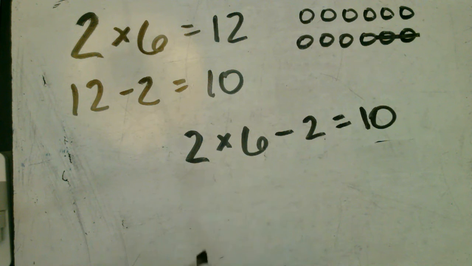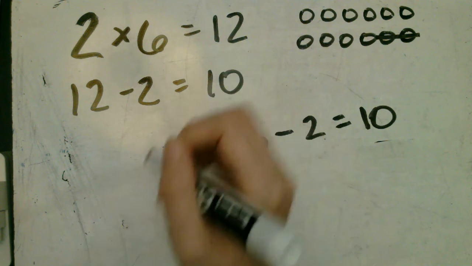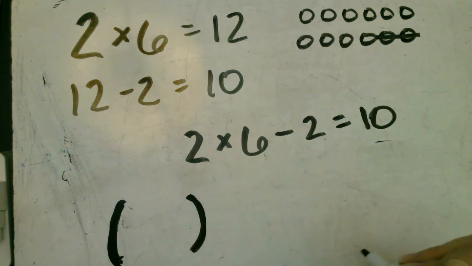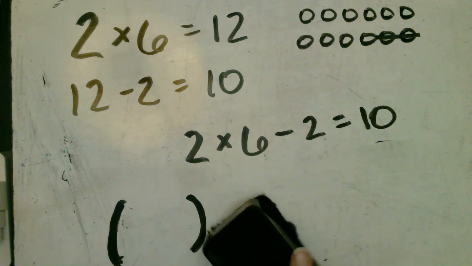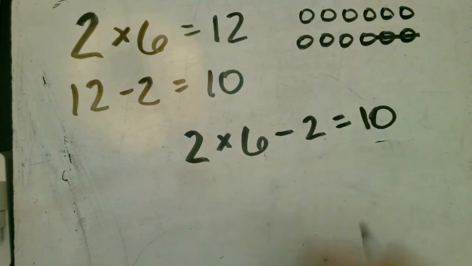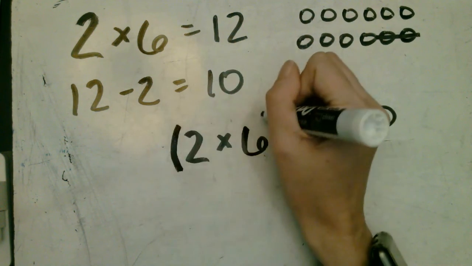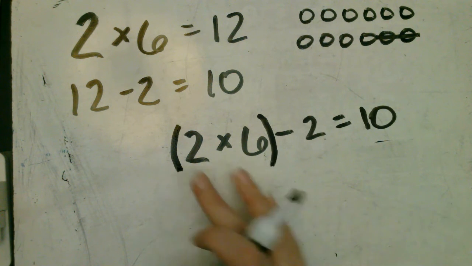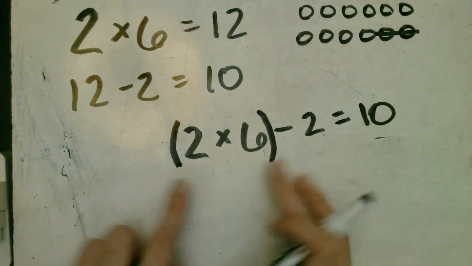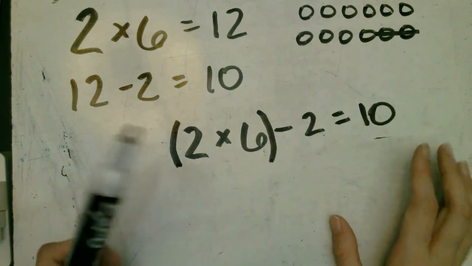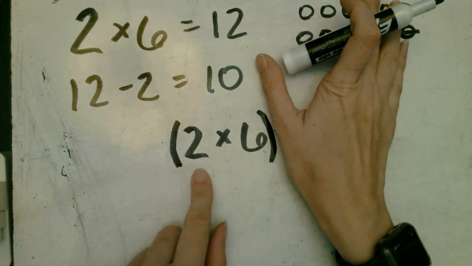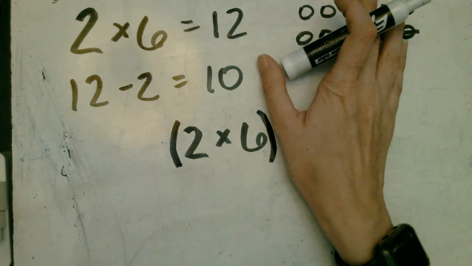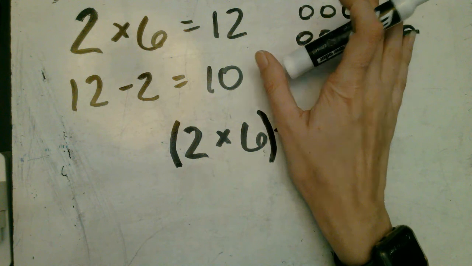Everybody say that word with me. Parentheses. Parentheses are small half circles that go around a set of numbers to signify that we need to solve that part of an equation first. We're going to put our parentheses around 2 times 6. When parentheses are around that, we need to look at that part of the equation first when solving. Ignore the rest of the problem and look at what's inside the parentheses. 2 times 6.